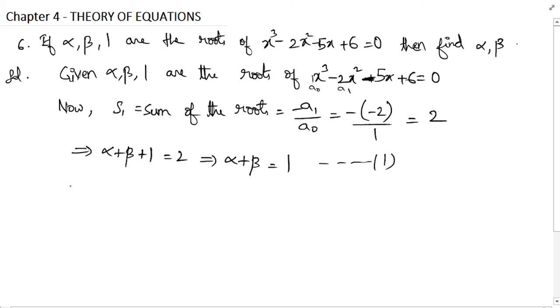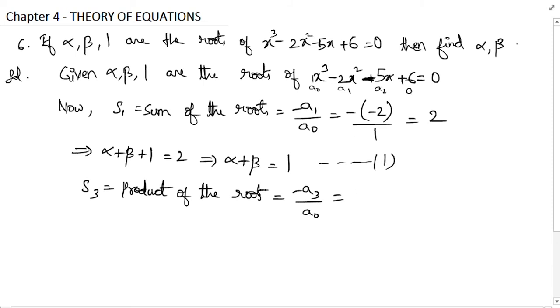And now we will go with the product, that is S3, the product of the roots, which is equal to minus a3 by a0, right? So that will be equal to, here this is our a2 and this is our a3, so minus 6 by 1, that is equal to minus 6. That implies alpha into beta into gamma is equal to minus 6. So that means alpha beta is equal to minus 6.